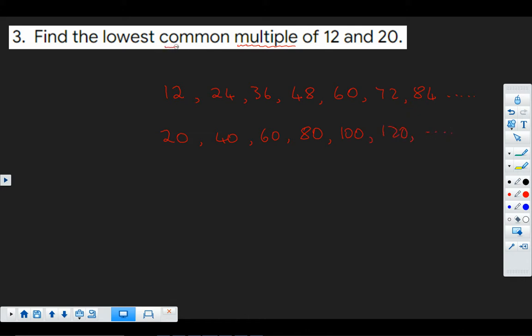Now, a common multiple means one that we find in both lists. And we can see that 60 appears in both lists. It's also the lowest common multiple because we started at 12 and we started at 20. So there's no number smaller than 60 that appears in both. Now, to practice doing that, using that listing strategy, the nugget is 5.07.